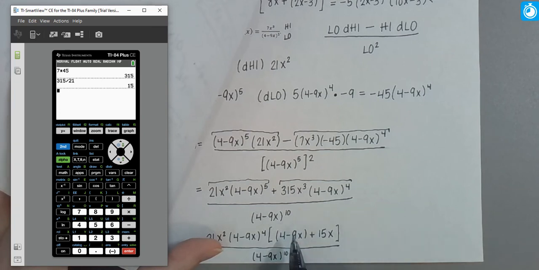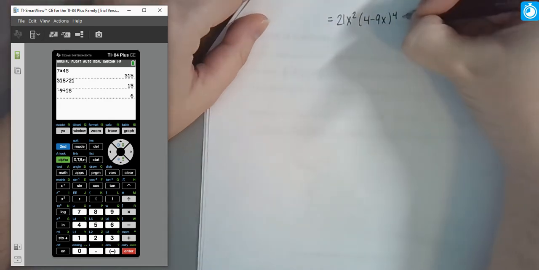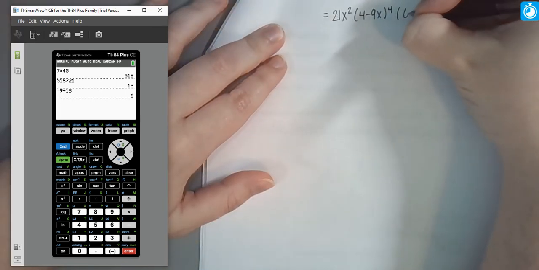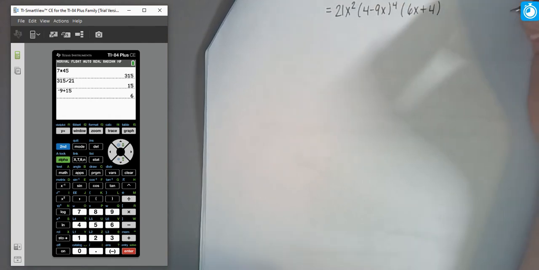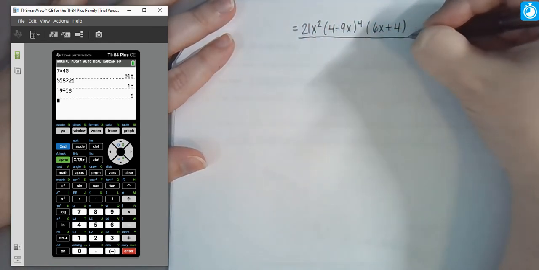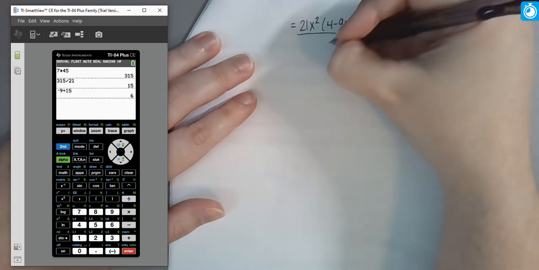So negative 9 plus 15 is going to give us, what, 6? I'm having a moment. Negative 9 plus 15, 6. That's sad. You can do calculus and you can't do arithmetic. So we have 6x and 4, so positive 6x plus 4. And then all of that is divided by 4 minus 9x to the 10th.